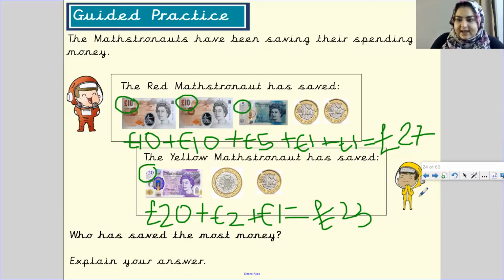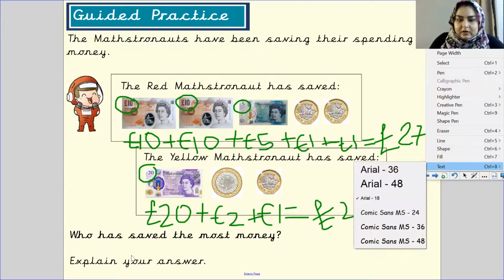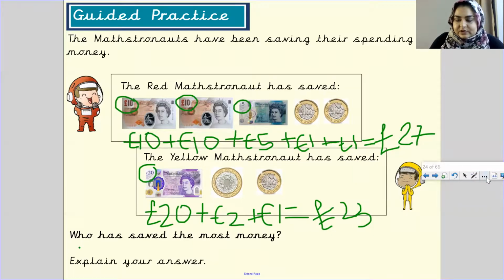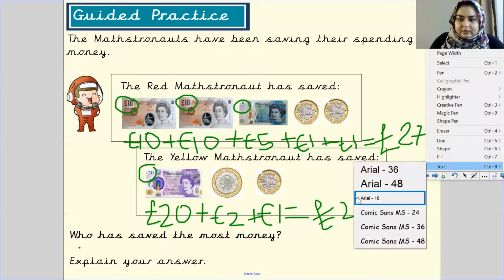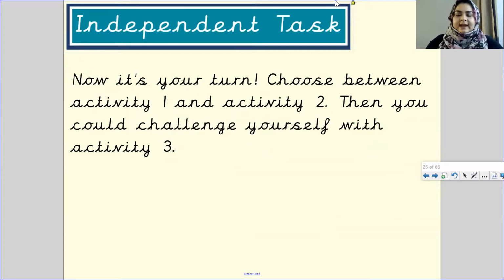So the most money has been saved by the red astronaut. Yeah, and this is because 27 is more than 23. So 27 is bigger than 23. Yeah. Now your independent task. Now it's your turn.